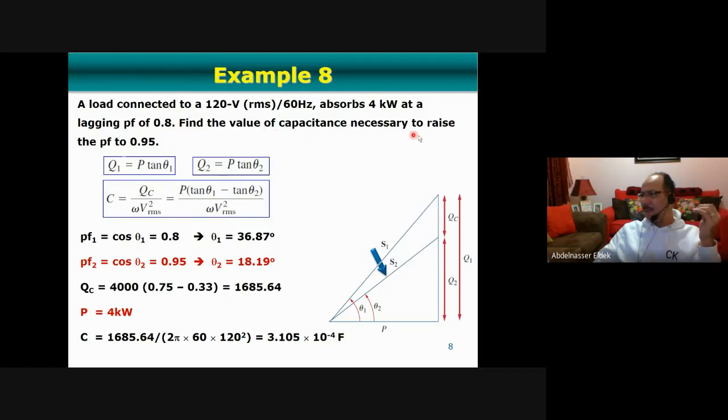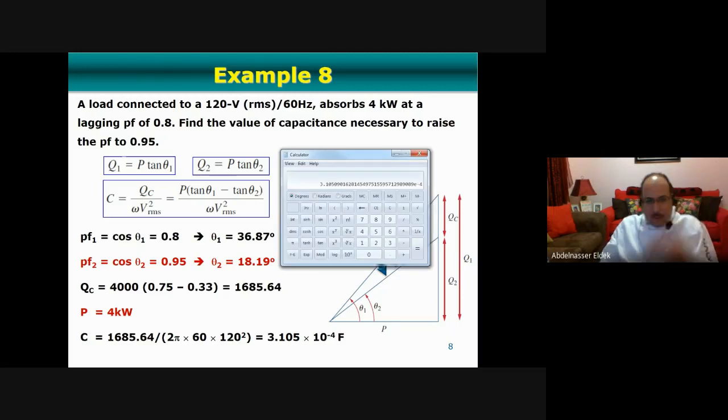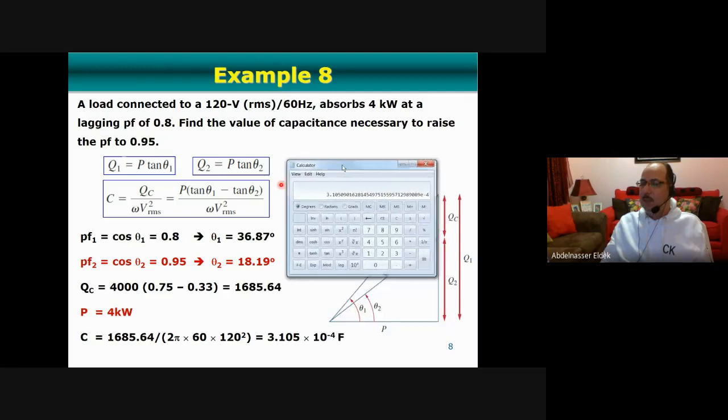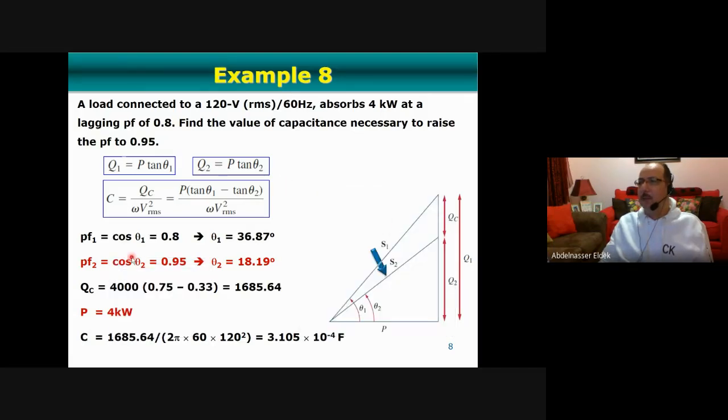Find the value of the capacitance. Yes, this one is 10 to the power of negative 4. If you want to change the power factor to 1, which is the maximum, can we do that? Let's change the problem and assume the power factor is 1. I know cosine 0 is 1, so theta 2 will be 0.